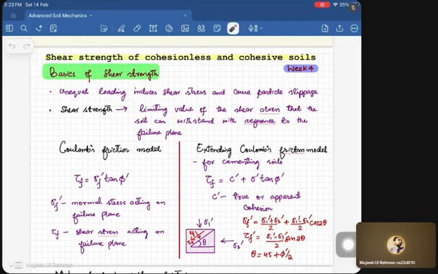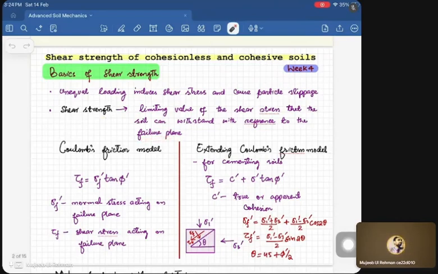Now, what is shear strength? How do we define the shear strength? It is defined as the limiting value of the shear stress that the soil can withstand with reference to the failure plane. It is the limit up to which a soil can hold the stresses. After that, if we load the soil further, it is going to fail. Please note that this shear strength is always associated with a failure plane.